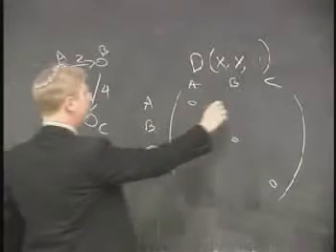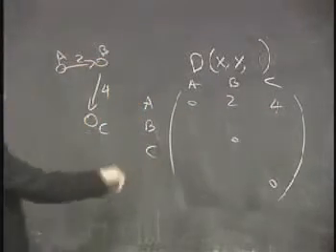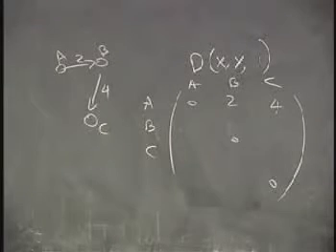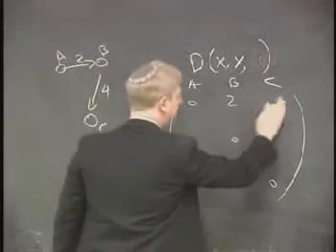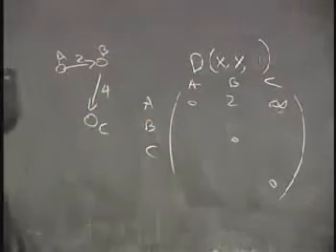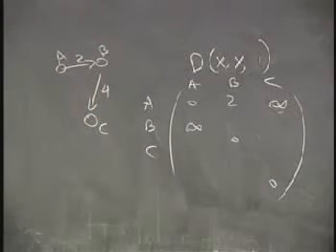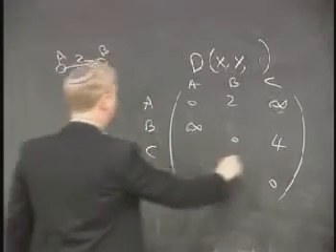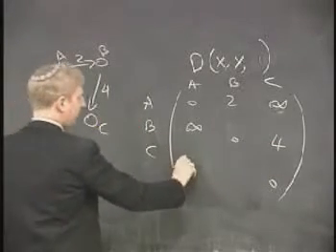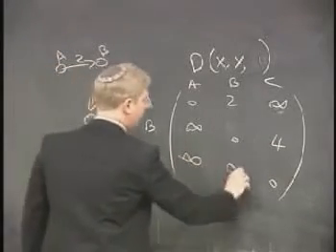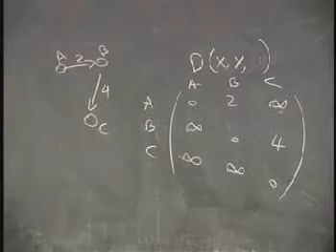A to B is 2, A to C is 4. B to A is... Oh, so there's no A to C, sorry. A to C is infinity. B to A is infinity. B to C is 4. C to A is infinity. C to B is infinity. That's it. That's what the graph looks like.